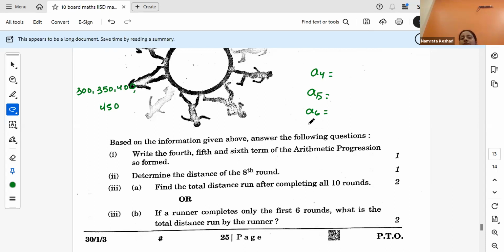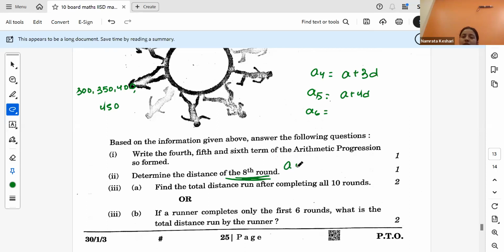You just have to find the fourth term of this AP. That means A plus 3D. You know what A is, you know what D is. D is 50. A plus 3D you will be able to find. The fifth term is A plus 4D. For the sixth term, n minus 1 into D, I am doing n minus 1 in my mind. 5 minus 1, that is 4D. Next one says to determine the distance of the eighth round.